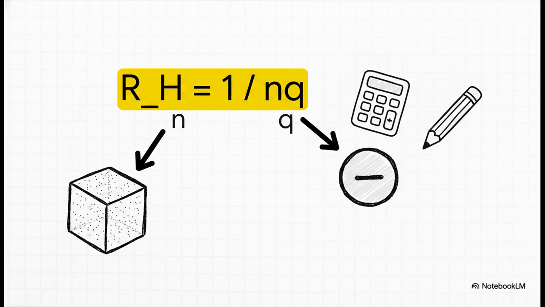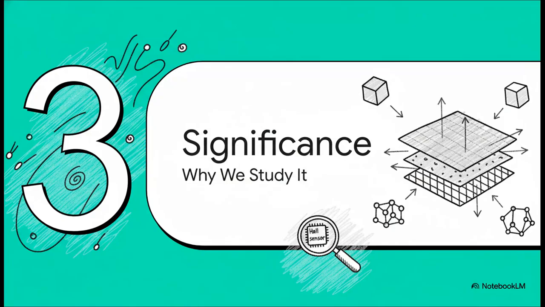The Hall coefficient, R_H, is just 1 divided by n times q. Now, n is just how many charge carriers are packed into the material, and q is the charge of each one. But what's really cool is what this formula lets us do. It's like having X-ray vision to see inside a material and count the electrons. How awesome is that? So at this point, you might be thinking, okay, this is some neat physics, but so what? Why does this even matter?